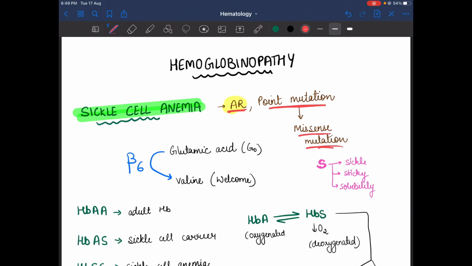At what position is the point mutation? In the beta chain, at the 6th position, glutamic acid is converted into valine. How can we remember this? G for go: glutamic acid is gone, and valine is for welcome. So in the place of glutamic acid, valine comes. This is the point mutation in sickle cell anemia.